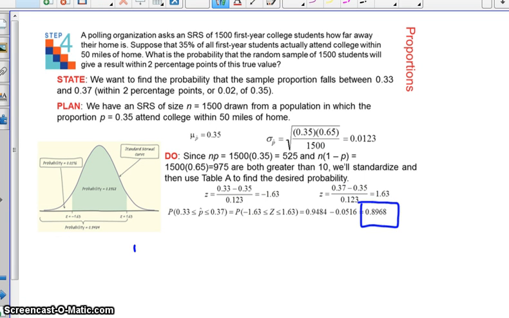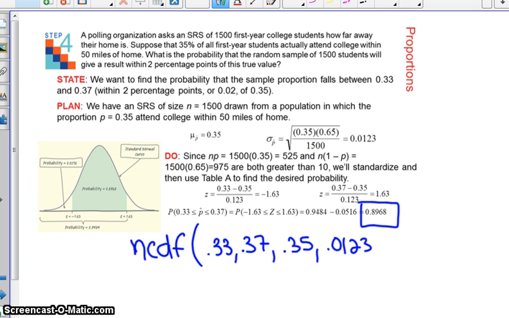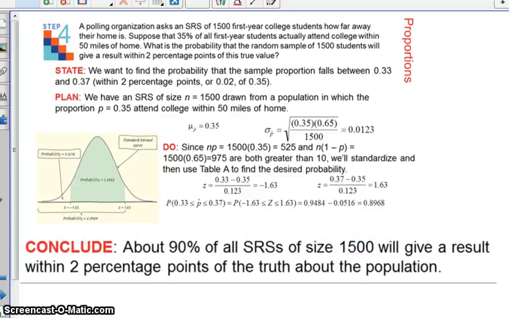Don't forget also, we can use a normal cumulative distribution function: minimum value, maximum value, mean, standard deviation. But remember, if you're going to do that, you need to explain what each one of those numbers represents. Now, it's not going to be exactly the 0.8968 that they got, but it's going to be very close. You just go off of what the calculator's doing.